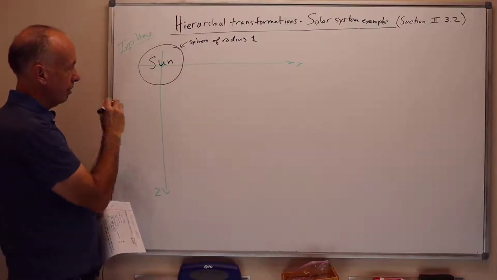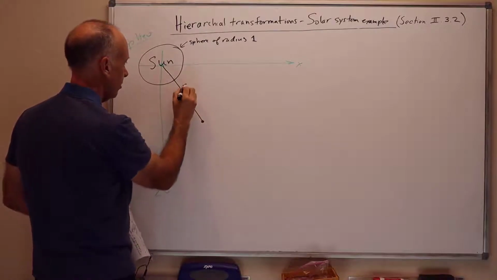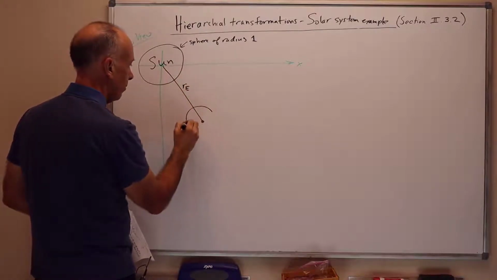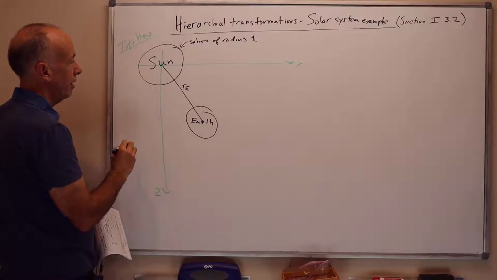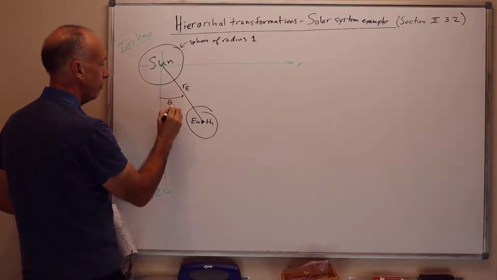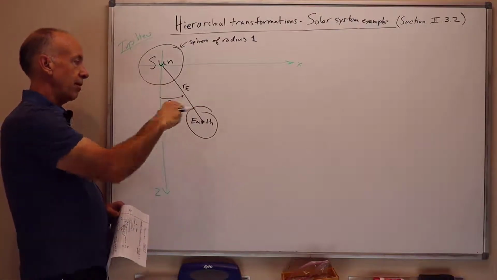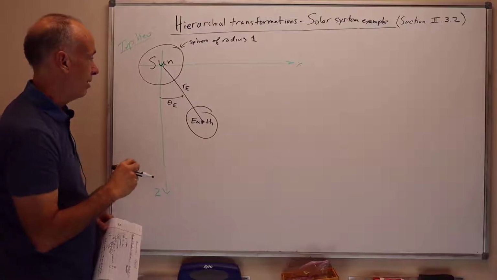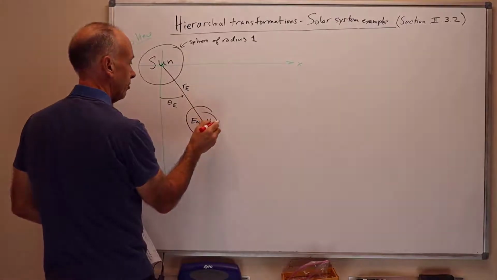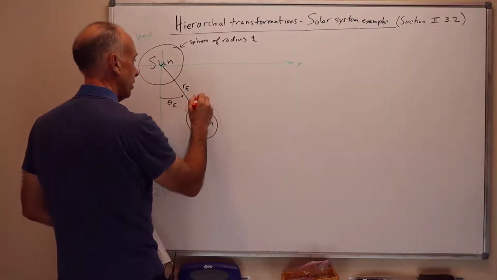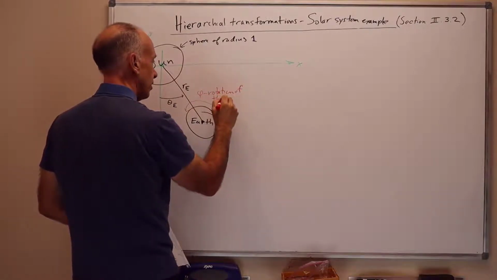And the earth is going to be placed distance r sub e from the sun. So the earth will sit here. It's going to make an angle theta sub e, its placement with the z-axis. So the earth has moved out distance r sub e at an angle theta sub e from the z-axis, and we're also going to rotate the earth on its axis due to, say, rotation during the day. So phi will be the rotation of the earth on its axis.